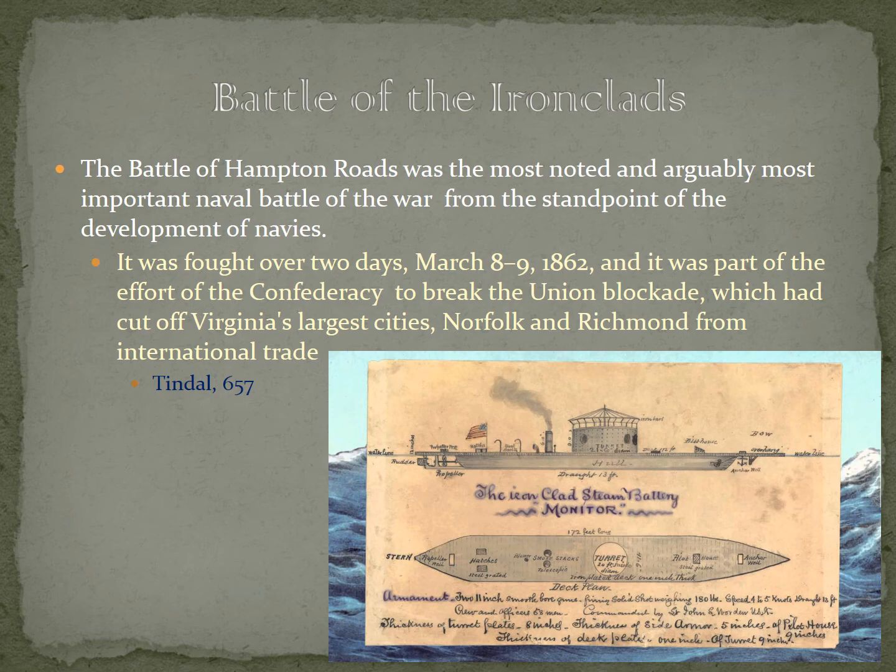Now, the Battle of Hampton Roads was fought over 2 days, March 8th through 9th, 1862, and it was part of the effort of the Confederacy to break the Union blockade, which had cut off Virginia's largest cities, Norfolk and Richmond, from international trade. And that's one of the points of using a blockade. The South doesn't have the ability to supply its own needs, and so it's dependent upon trade. Well, the blockade is shutting some of that off. Okay.